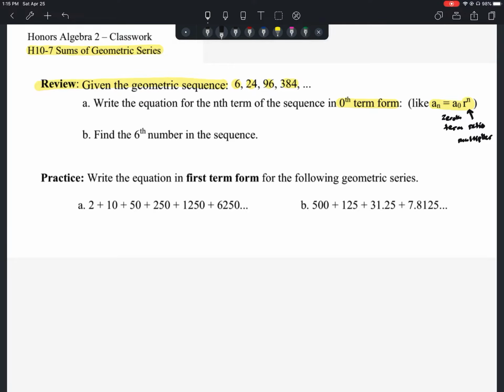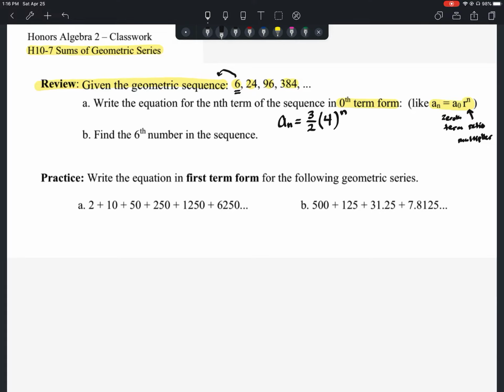So the answer you should have come up with here should have been a sub n equals, instead of 6 using the first term, we're going back to the 0th term. So you had to divide that 6 by 4. So you should have 3 halves, right? 6 over 4 reduces to 3 over 2 times our 4 raised to the power of n. So that is the 0th term form for that expression.